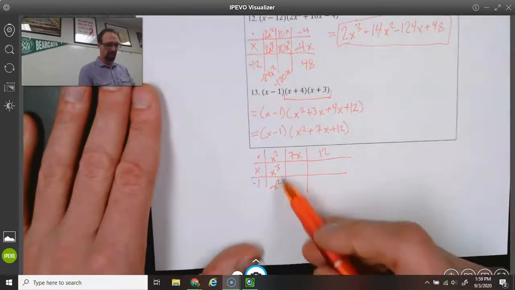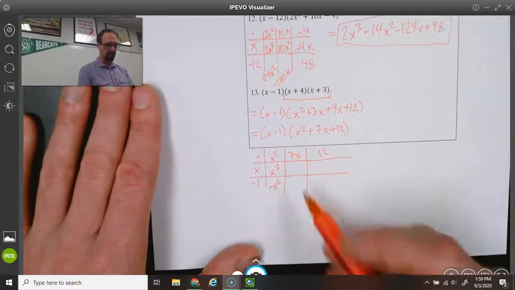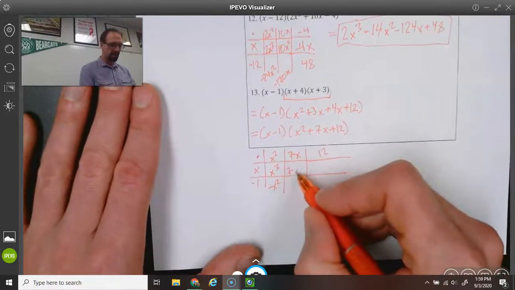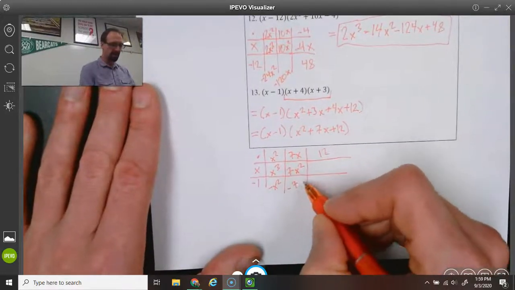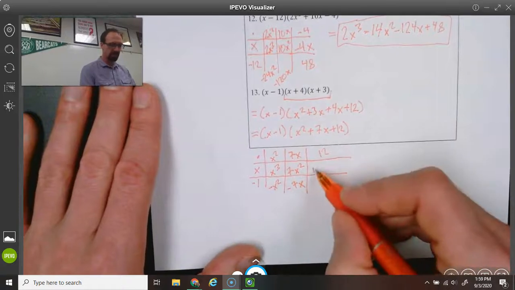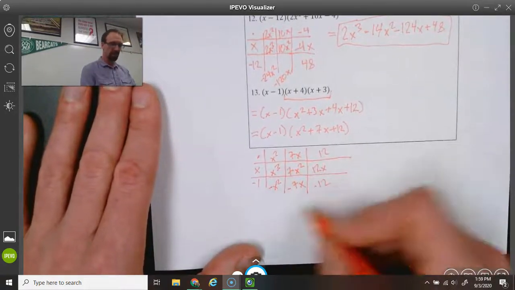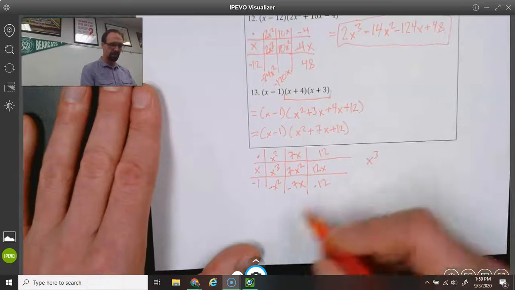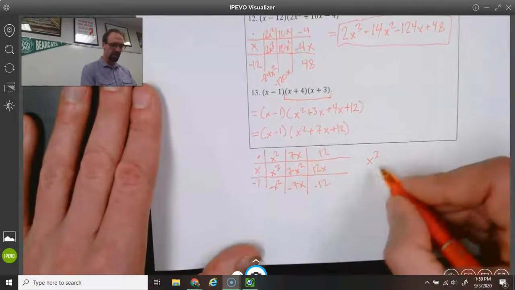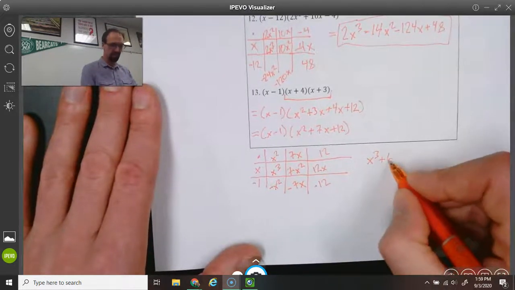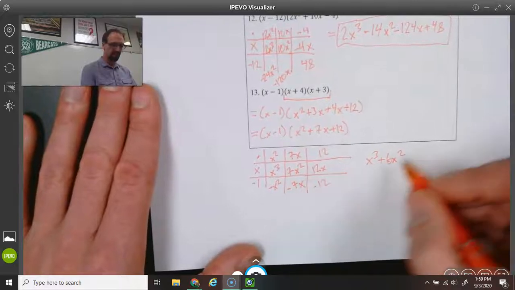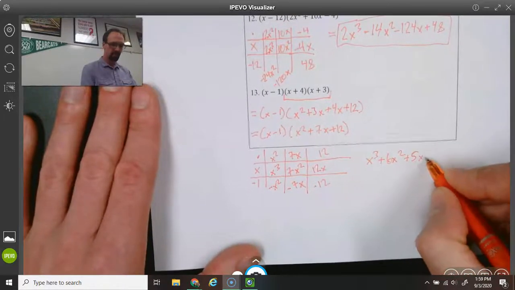So x times x squared is x cubed. Negative 1 times x squared is negative x squared. That gives me 7x squared here, and then negative 7x here. x times 12 is 12x. Then negative 1 times 12 is negative 12. When I combine like terms, I have x cubed. And then here and here, that's going to give me a 6, so plus 6x squared. These two combine to give me 5x, and then minus 12.